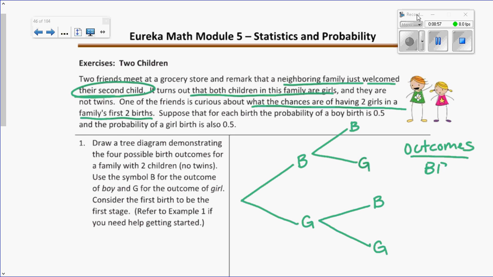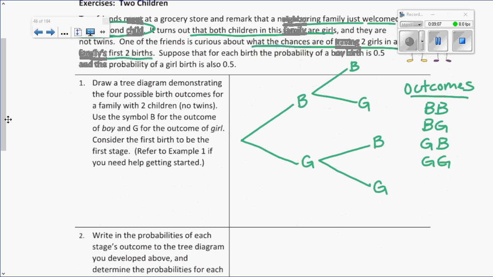You could have boy, boy, you could have boy, girl, you could have girl, boy, or you could have girl, girl. So how many different outcomes is that? It's 4 different outcomes, and the chance of each one, so the chance of having a boy is a 50% chance, or 0.5. The chance of having a girl is 0.5. And same thing on the second one. Okay? So each one of those we consider a 0.5 chance, or 50%.